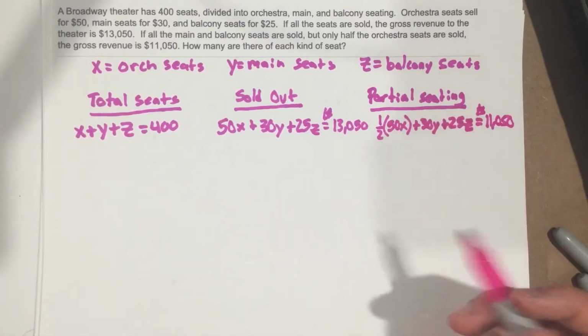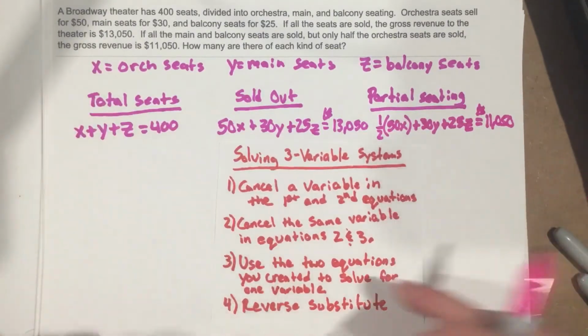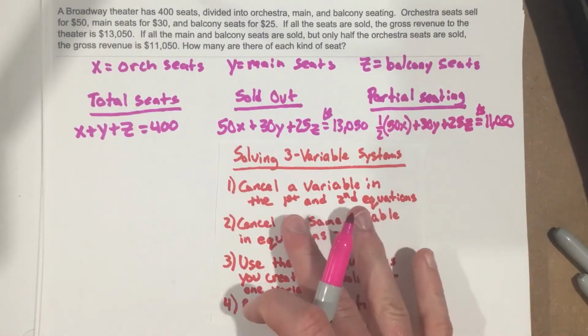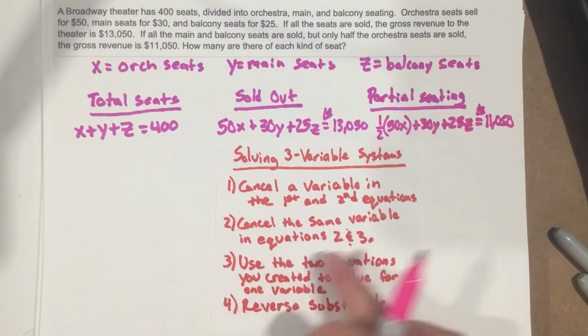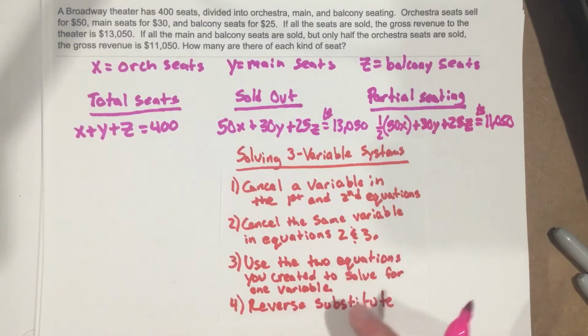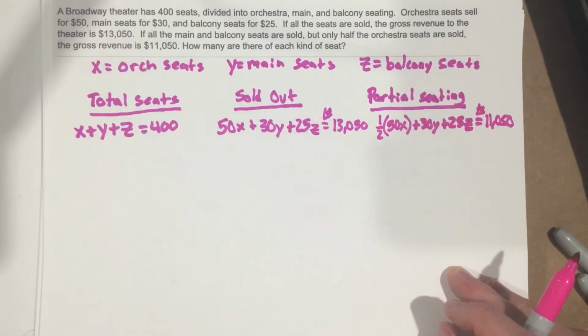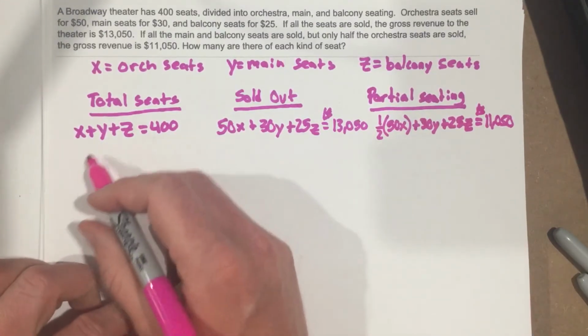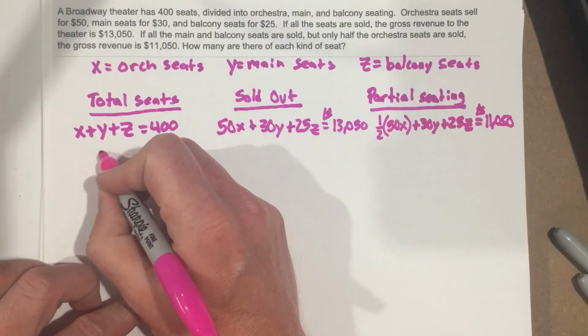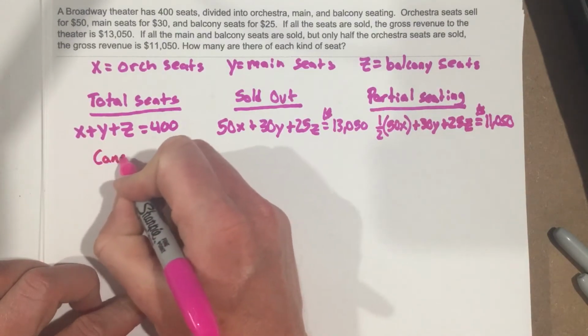So we come back to our solving 3 variable systems. We're going to cancel a variable in the first and second equations, then cancel the same variable in equations 2 and 3. And then we're going to combine those 2 equations we get and reverse substitute. Okay, let's start with combining equations 1 and 2. Let's cancel X.